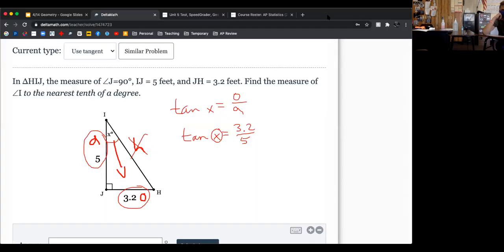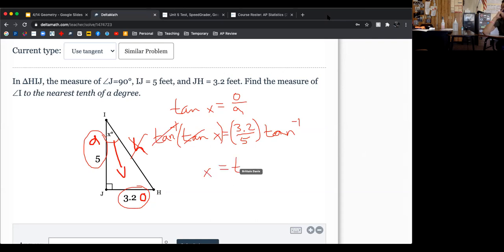And remember that the name of the game is always inverse operations. If you're multiplying, then you want to divide. If you're adding, you want to subtract. If you're doing tangent, you want to do inverse tangent. So there we go. I'm going to do inverse tangent of tangent of x and inverse tangent of 3.2 over 5. The inverse tangent and tangent cancel each other out. We're left with just x.